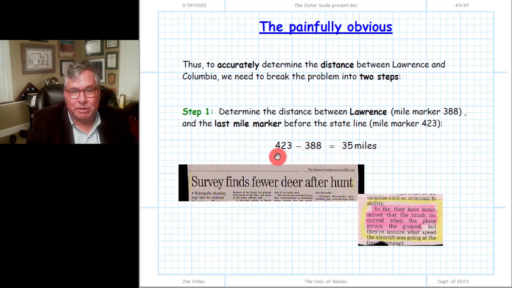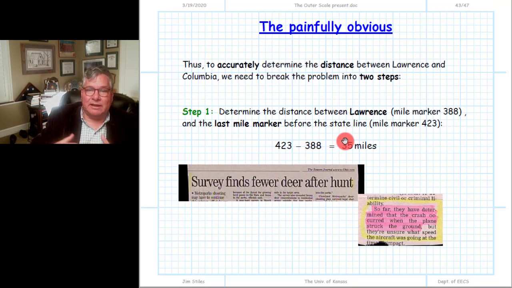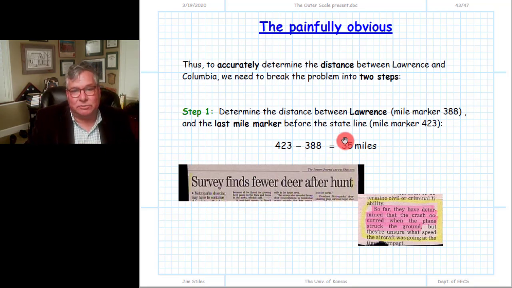The mile marker at the state line is 423 in Kansas, and we subtract from 423 the mile marker of Lawrence, 388, and we find 35 miles. The state line is 35 miles east of Lawrence. We travel 35 miles to get to the state line.